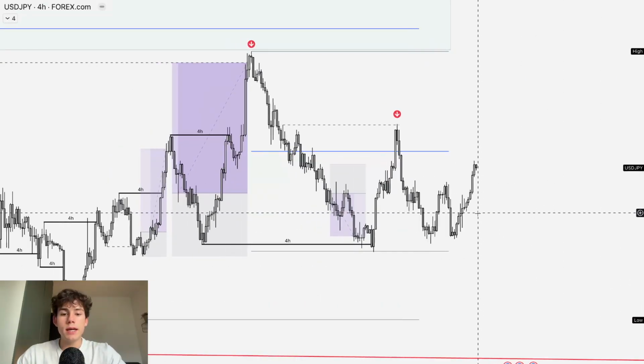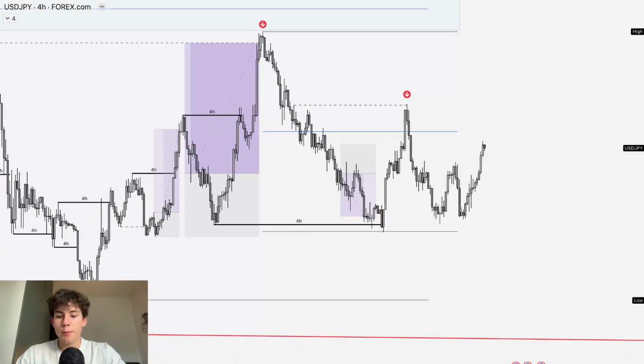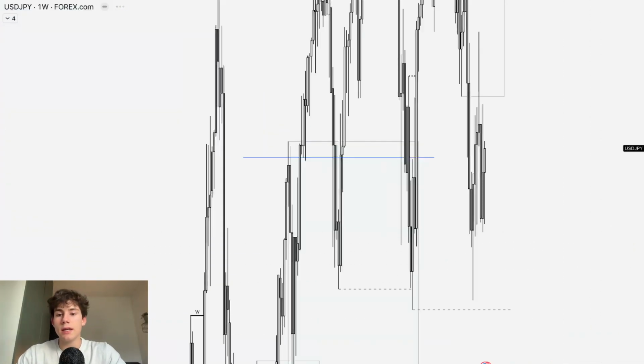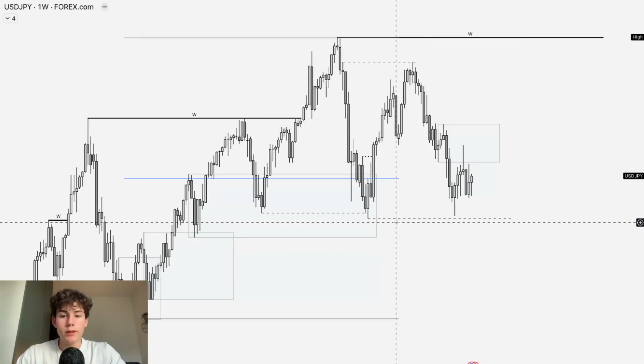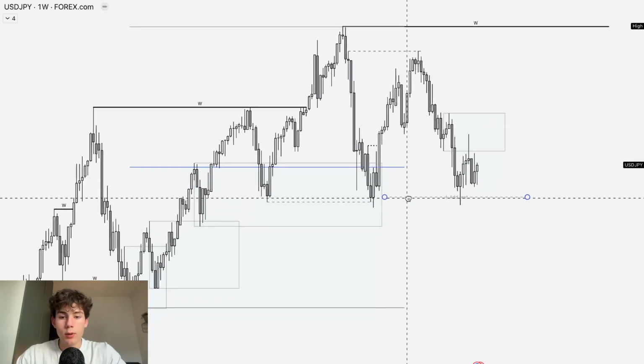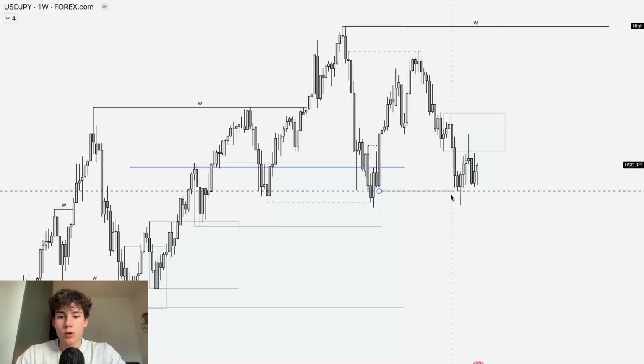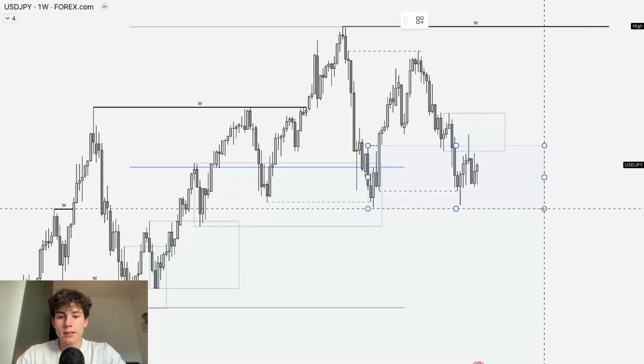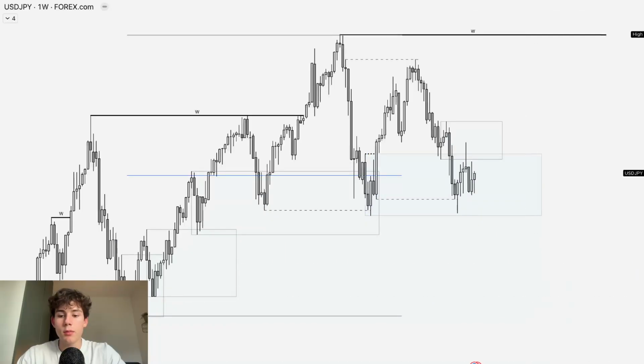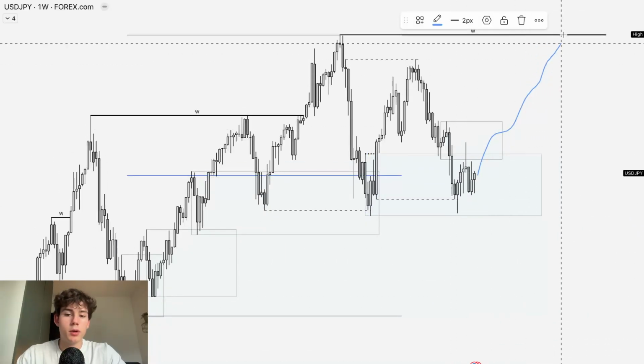Looking at the USD yen, I kind of have a mixed bias, but let's start off with the weekly. So on the weekly time frame, what did we do? We grabbed liquidity underneath this low. So that's 100% sure. And we also just traded in towards this demand zone here on the weekly time frame, which could push price all the way up higher.